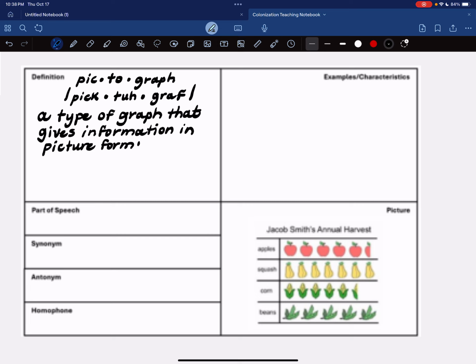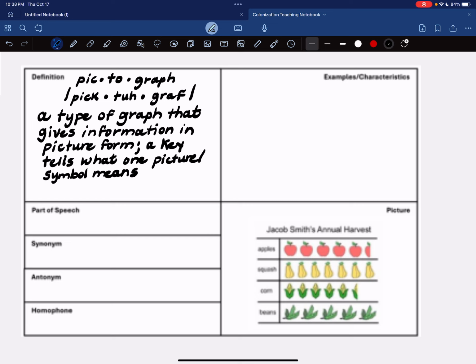And here's another piece of information that you really have to know about pictographs. A key tells what one picture symbol, let's say picture/symbol, means. So with this type of graph, you must look for the key.